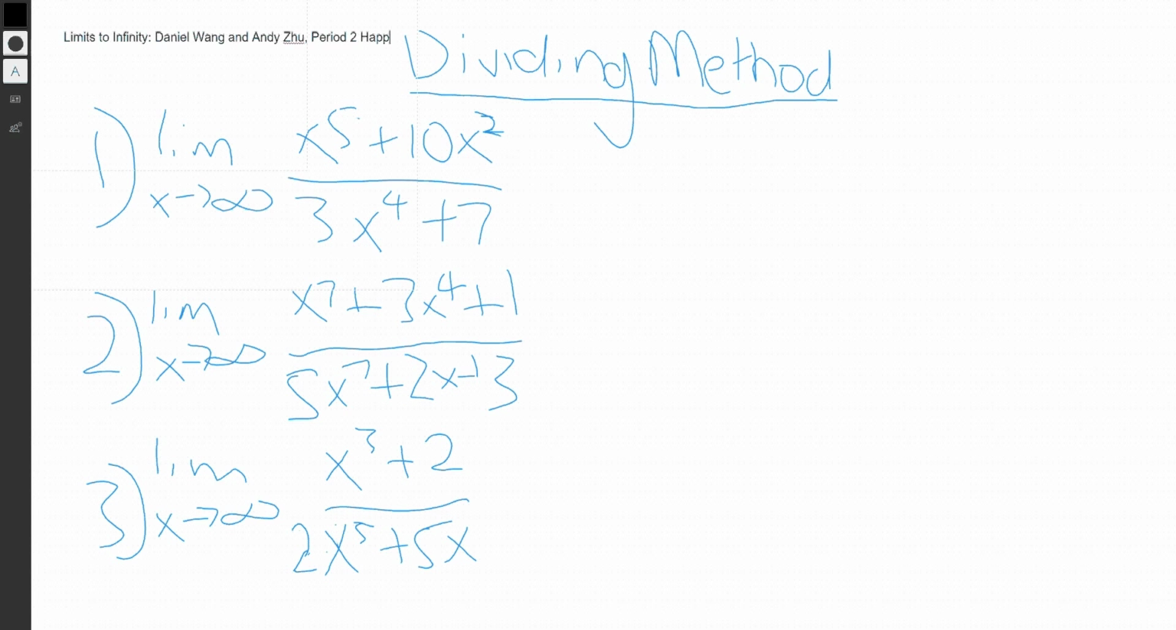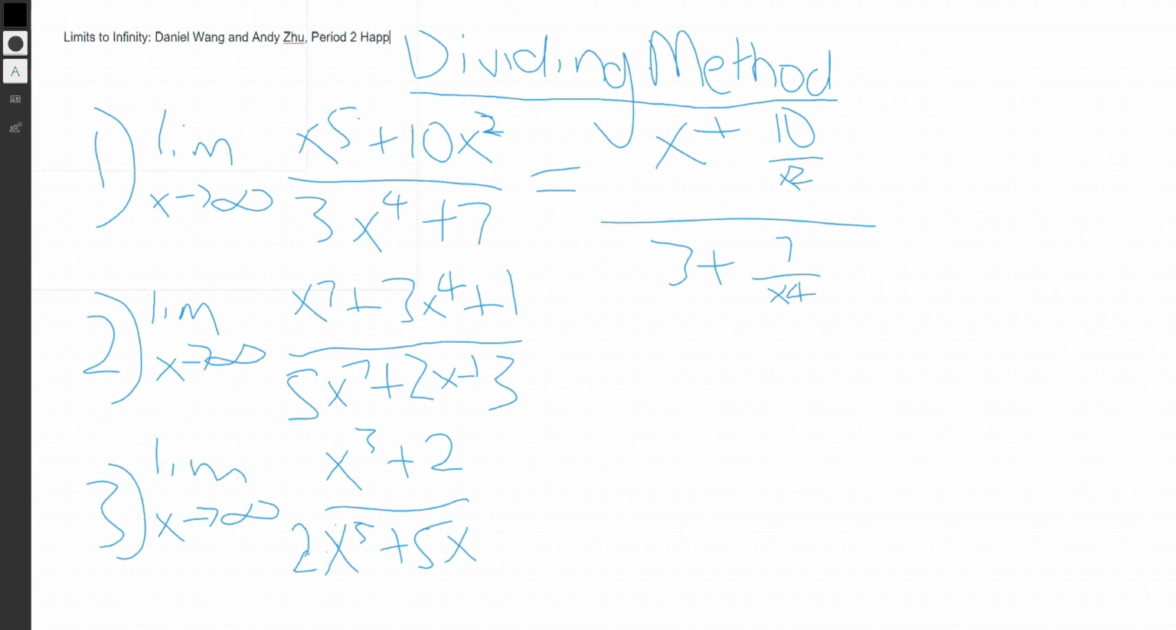So example 1, the limit as x approaches infinity of x to the fifth plus 10x squared all over 3x to the fourth plus 7. Divide the top and bottom by the greatest power of x in the denominator. In this case, it's x to the fourth. So when we do this, we get x plus 10 over x squared all over 3 plus 7 over x to the fourth.